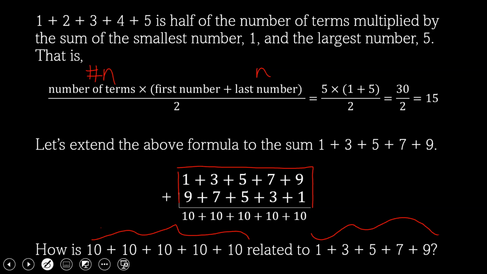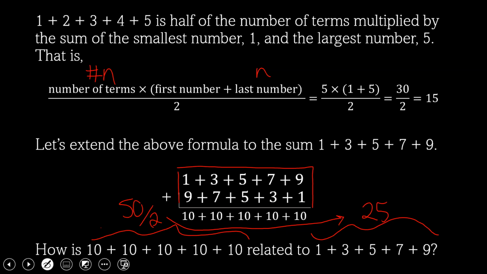The sum of 10 plus 10 plus 10 plus 10 plus 10, divide that by 2 and you get 1 plus 3 plus 5 plus 7 plus 9. Yes, that's exactly correct. That is 50, but if we divide by 2, we get this, which is 25.